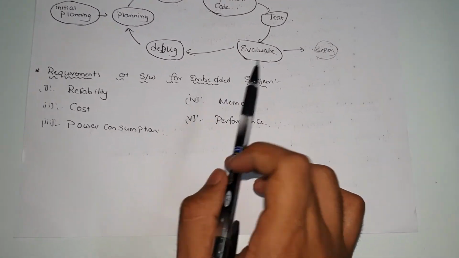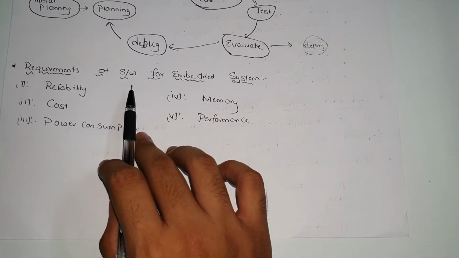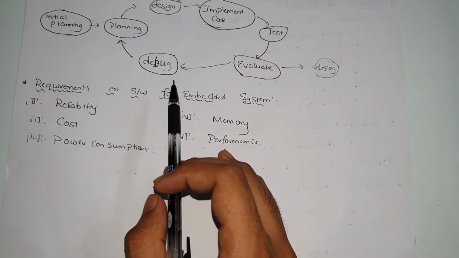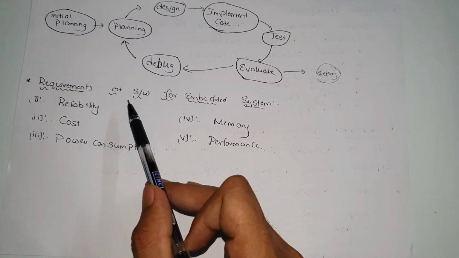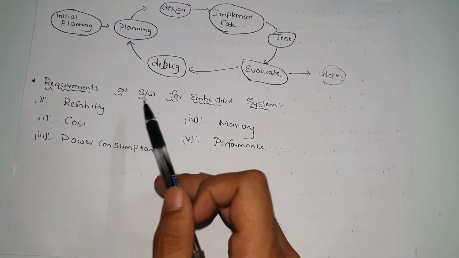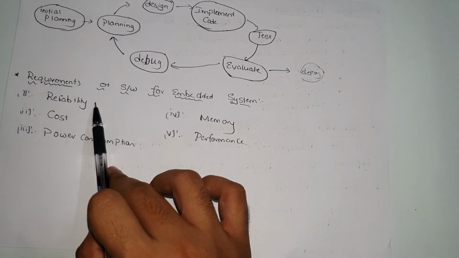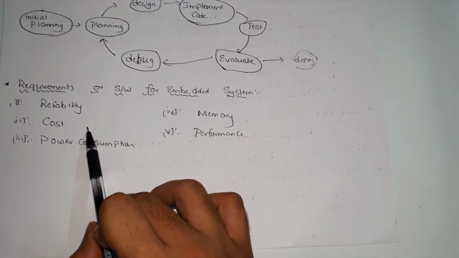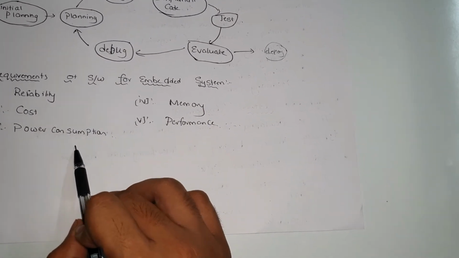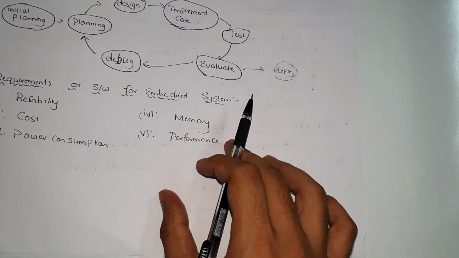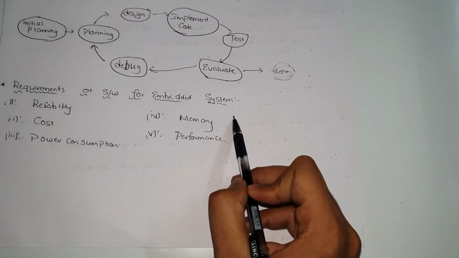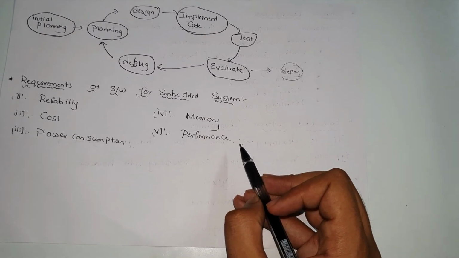Requirements of software for embedded system. First, the software should be more reliable because human intervention cannot be possible for error handling for a long time. So the software should be more reliable, it should be cost effective, and it should be low power consuming, and it should occupy less memory, and the performance should be good.